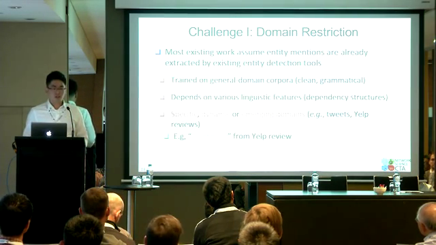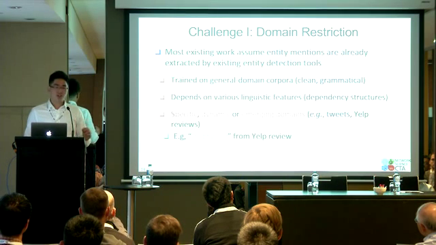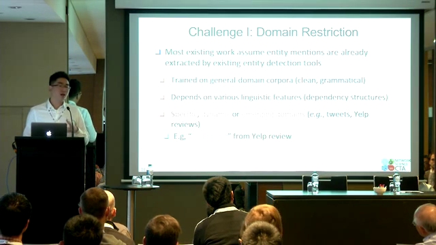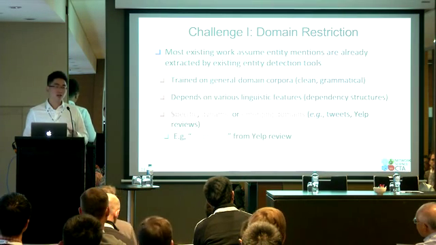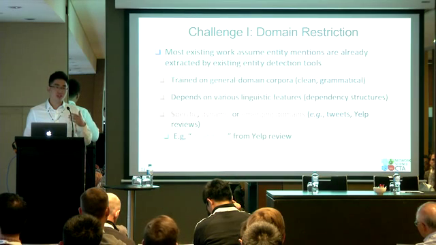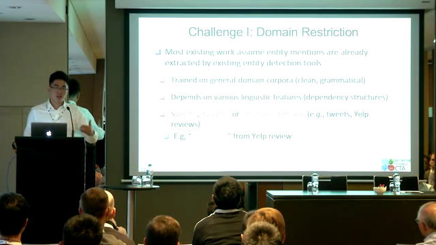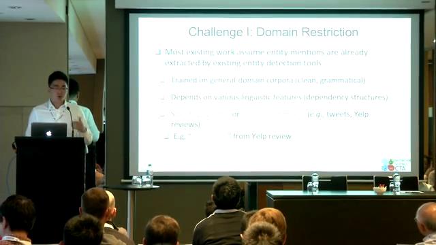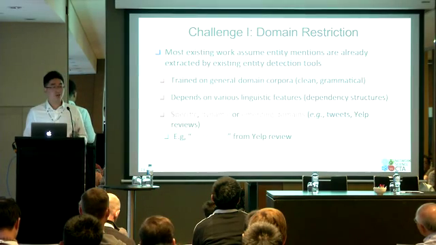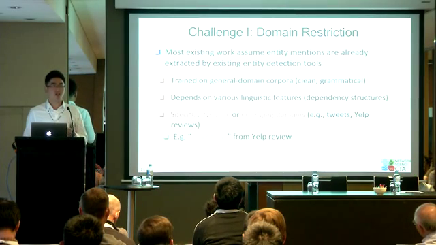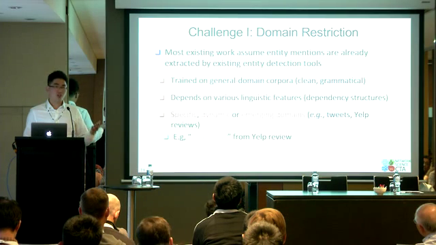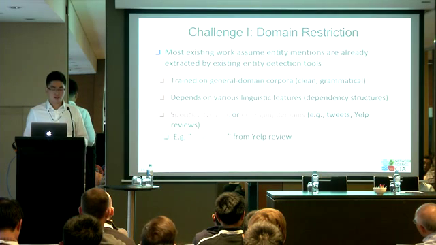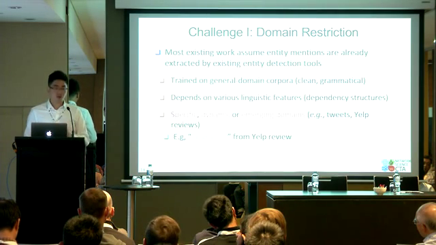The first one is that most existing work, even in the distant supervision setting, assumes that the entity mentions are somehow extracted in a high-quality way. They don't even discuss what the exact domains are that such kinds of entity recognizers can work on. Most of these entity recognizers are trained on general domain corpora like news. So it's clean and grammatical, but what if you switch and try to use this recognizer on tweets or Yelp reviews? Something will just happen, and we will show the results later.